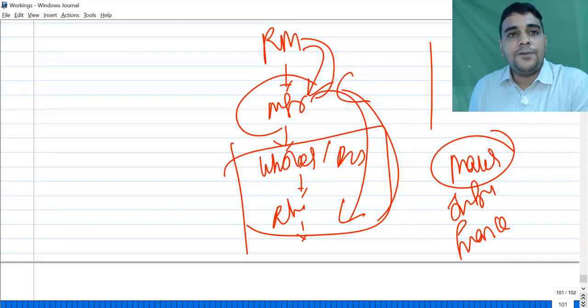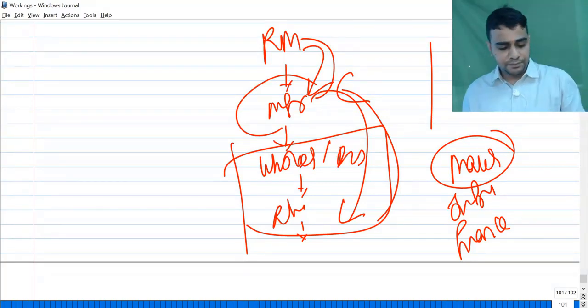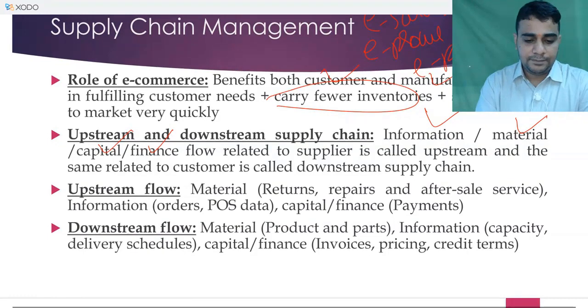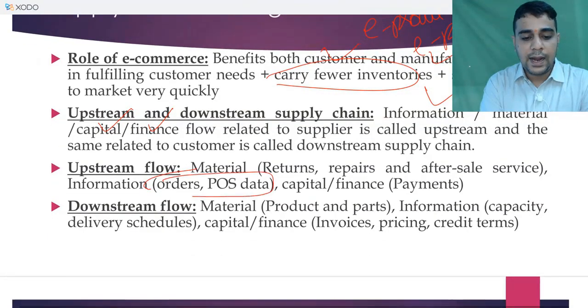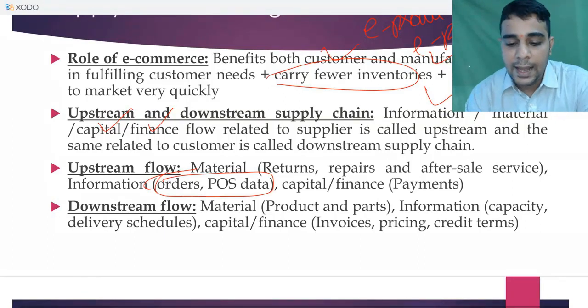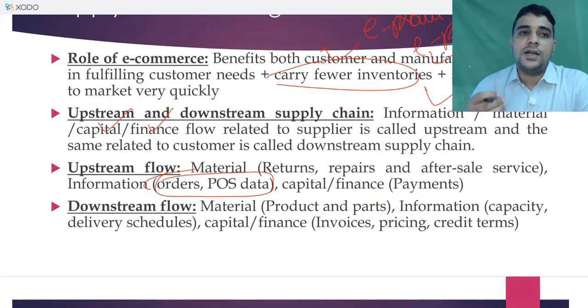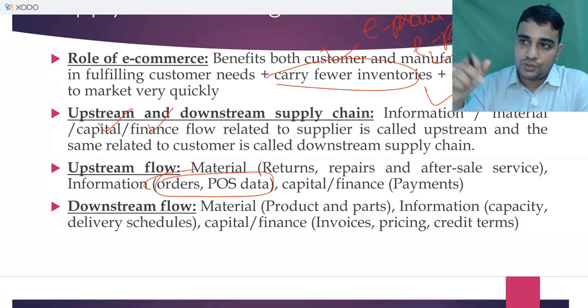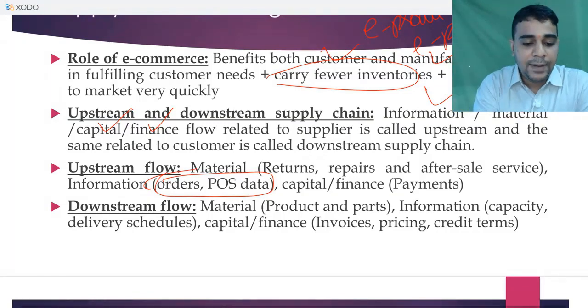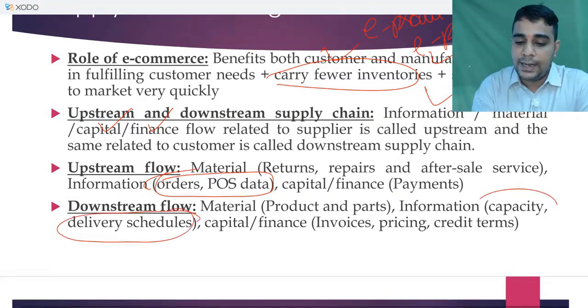The manufacturer may give information on demand, or the purchase orders may be shared by this guy to the other person. Information on orders and POS data. Orders is me passing information on the order. I am saying that this is the information I want. The manufacturer will give information on orders to the supplier. The supplier will give information on delivery schedules and capacity.